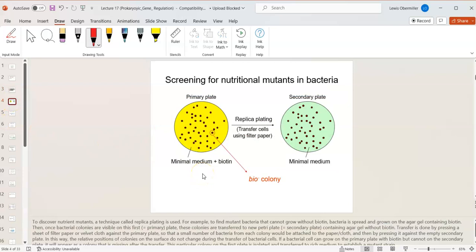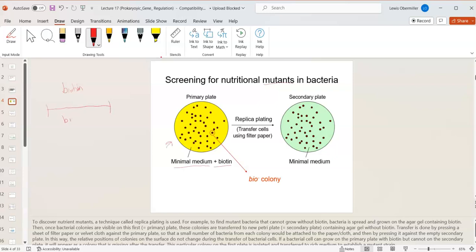All right, so this is how we would screen for our mutants when we were doing the transposon elements in the biotech program. Let's say that you're trying to knock out biotin. You would have to grow these on a lot of different supplemental minimal media plates. This primary plate has minimal media and biotin, right? So let's say your goal is to knock out biotin.